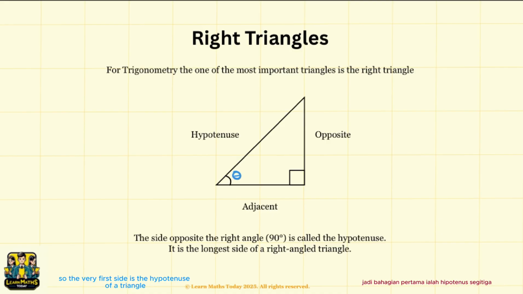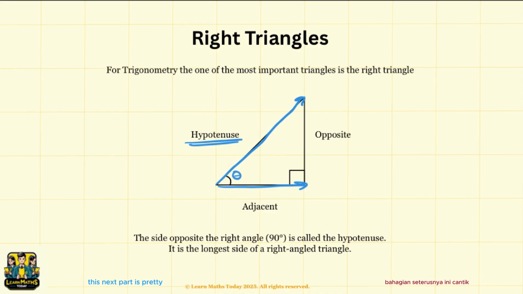So the very first side is the hypotenuse of a triangle, which is always going to be the longest side of a triangle. Next is the adjacent side. The adjacent side is the side which forms the angle with the hypotenuse, so right here. And then finally, the opposite side is essentially the side length farthest away from theta.